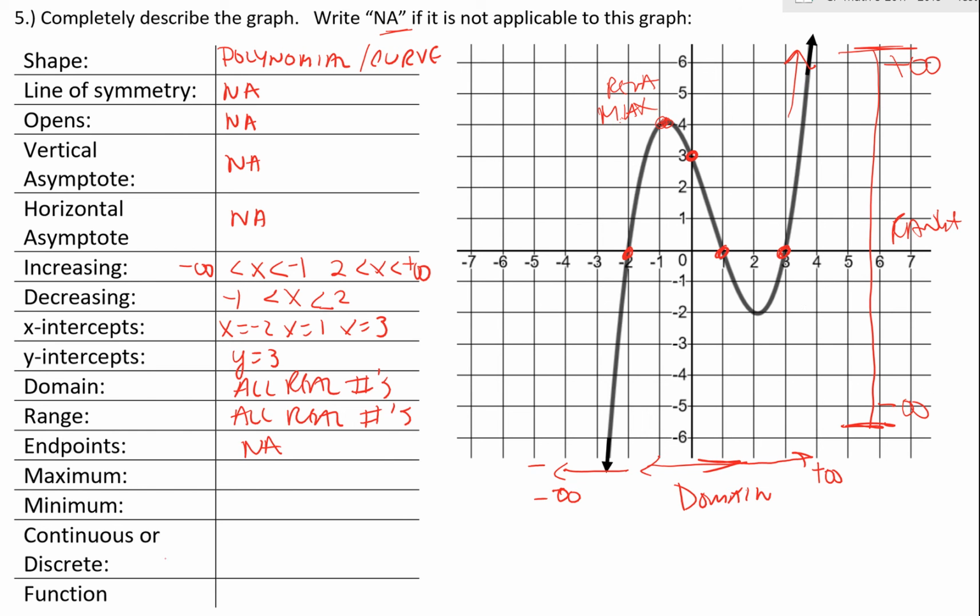And then is it continuous or discrete? It's a solid line, so it's continuous. And then is it a function? So what that means when we say is it a function, that means for every input, so when I put in 2 here, x equals 2, then I get y equals -2. So for one input, I get one output. That makes it a function, so yes.